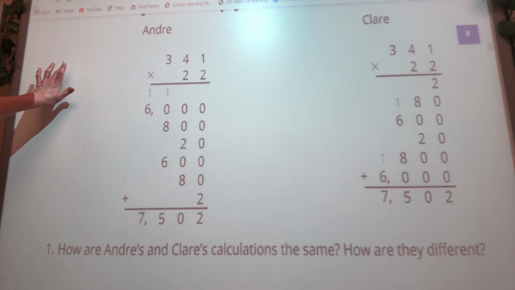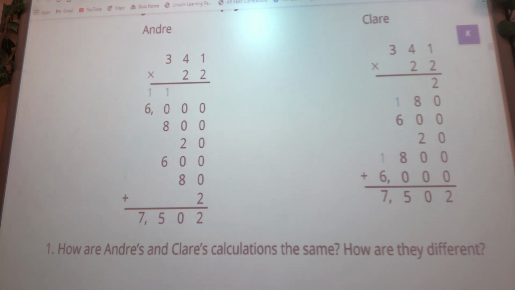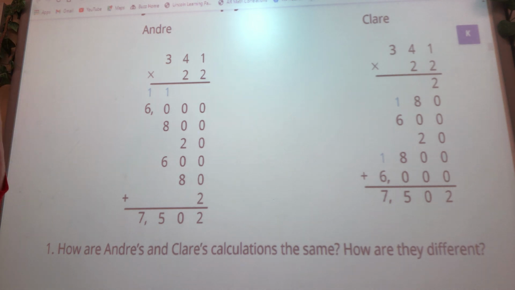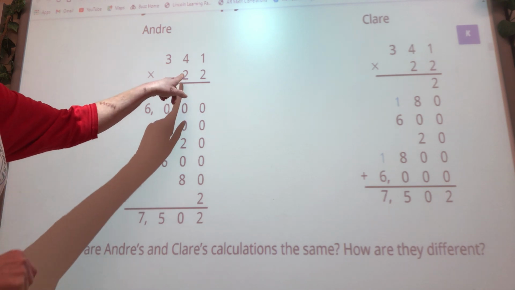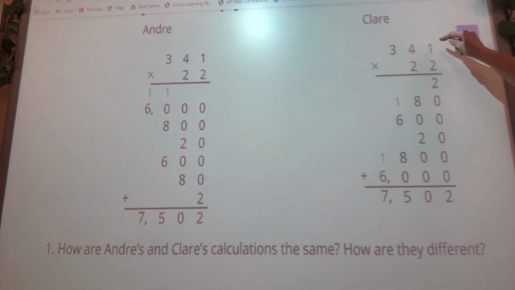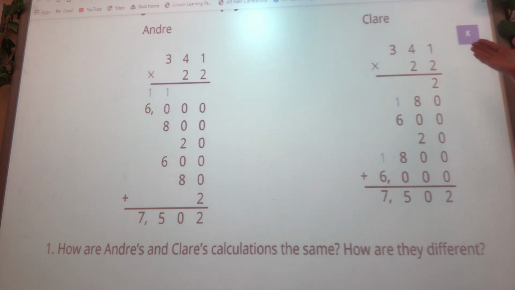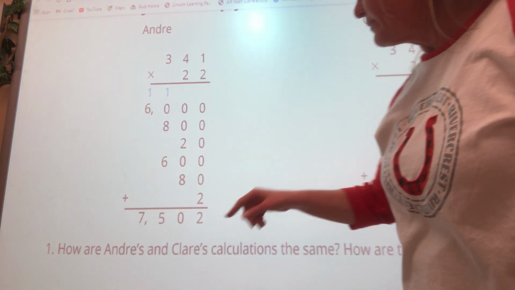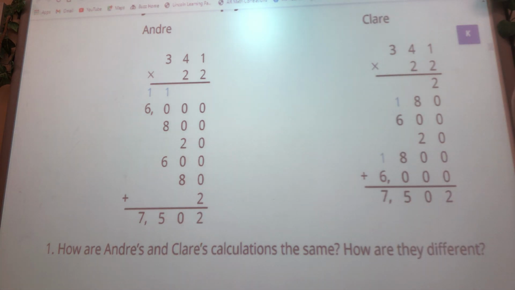Okay, now on this one, it says, how are Andre's and Claire's calculations the same? Well, first of all, are they both multiplying 341 times 22? Yeah, they did, didn't they? They both multiplied 341 times 22. Did they both get the same answer? The same product? Yeah, they both got 7,502. What's different then?